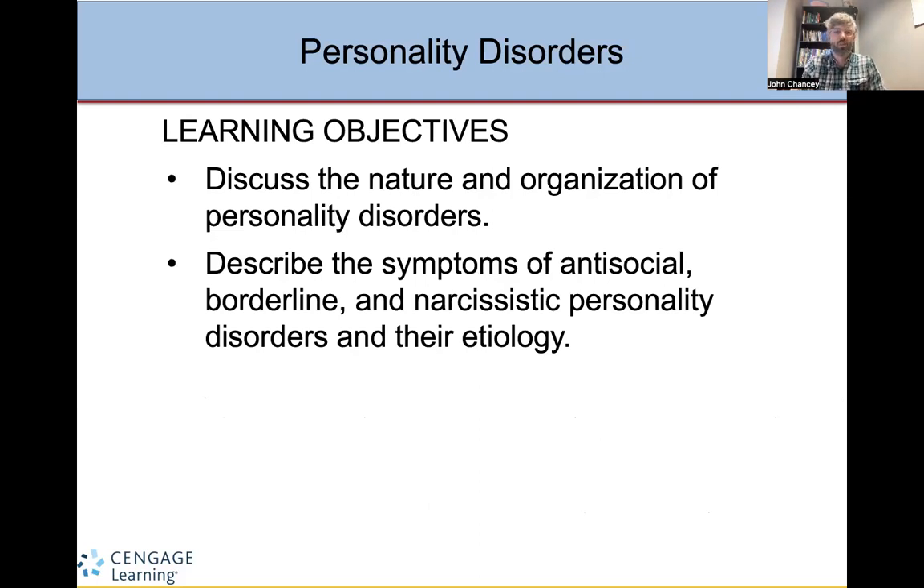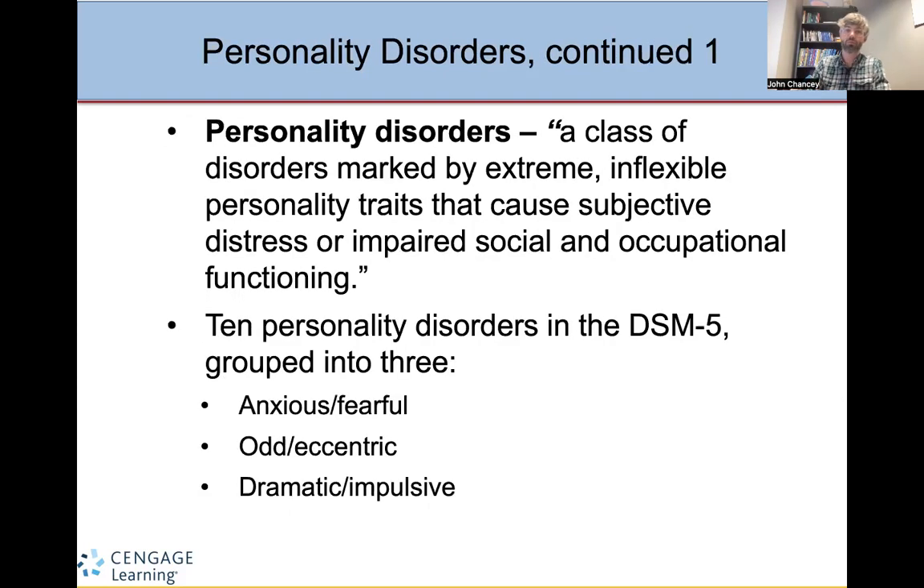Personality disorders, we're going to switch gears. I think we have a couple more classes of disorders to look at, then we'll call it good. Personality disorders, so we'll look at the nature and organization of personality disorders, the symptoms specifically of antisocial, borderline, and narcissistic personality disorders, as well as their etiology. So really, we're talking about dysfunction in personality. Remember, personality is our typical way of responding to the world, typical way of behaving, of thinking, of reacting. And this is where it gets into inflexible personality traits that cause a lot of dysfunction and impairment.